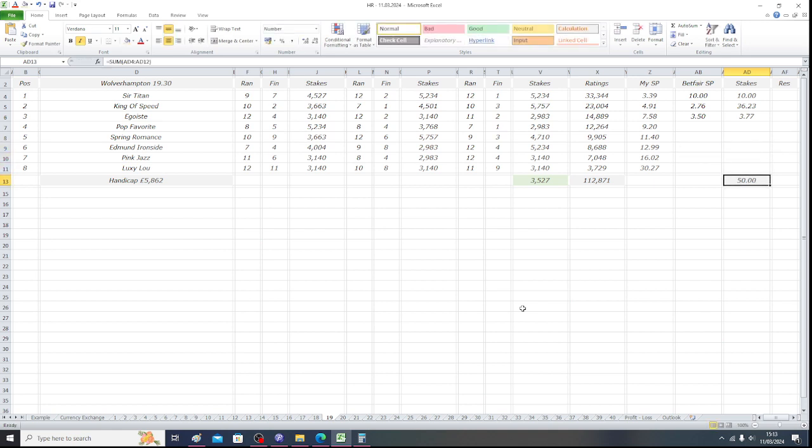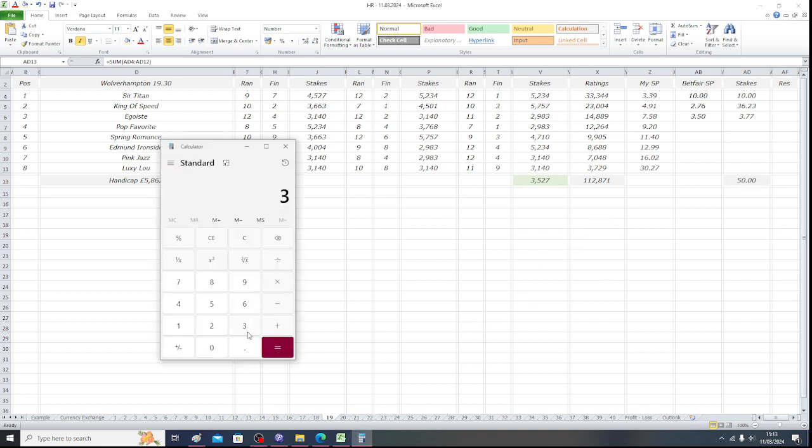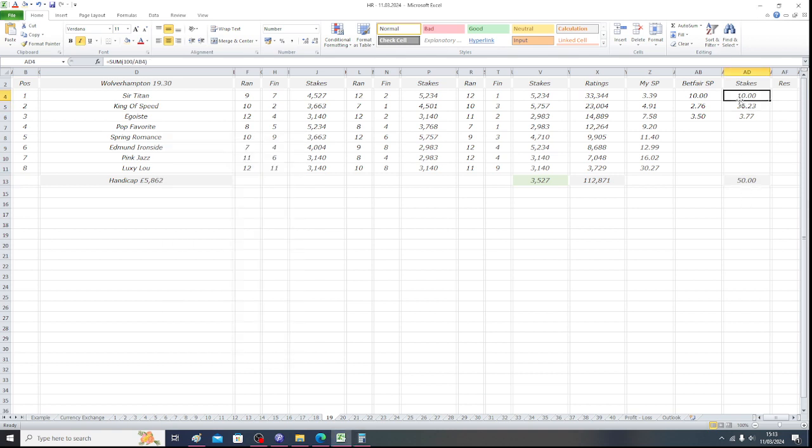£3.77 there, and as you can see, the stakes is £50. So if Egotist was to win, you would have had £3.77 on this one at 3.5. Not a lot, but it would give you £13 back. It would be something better than nothing. And Sir Titan and King of Speed, you've got two against the field there to get £100 back.